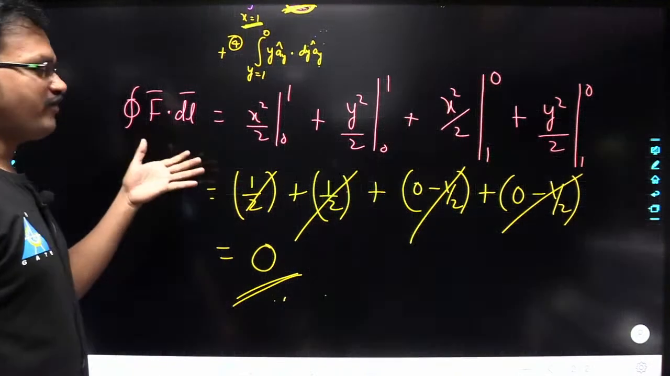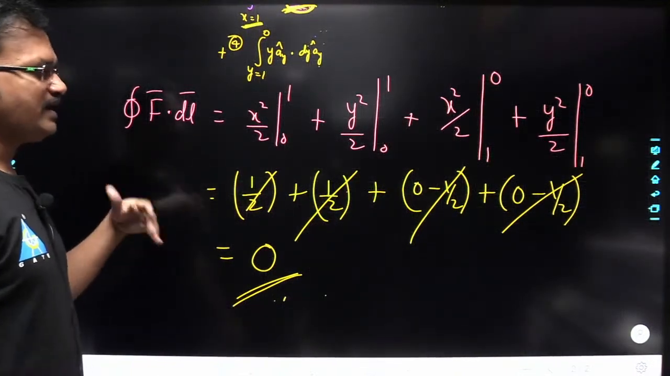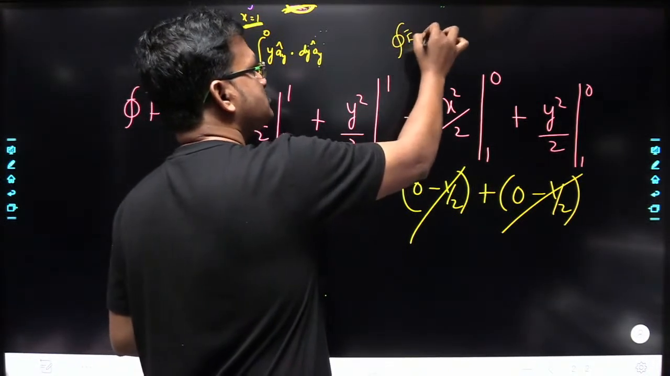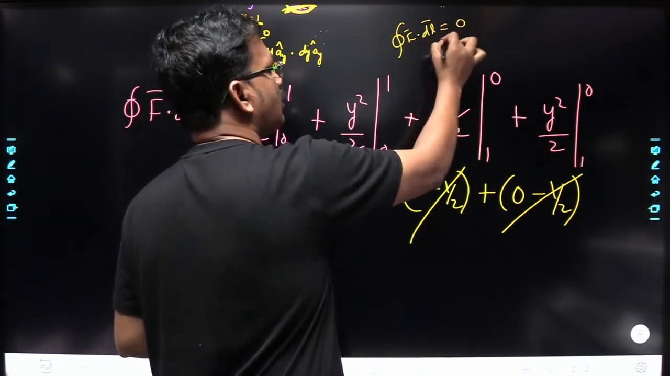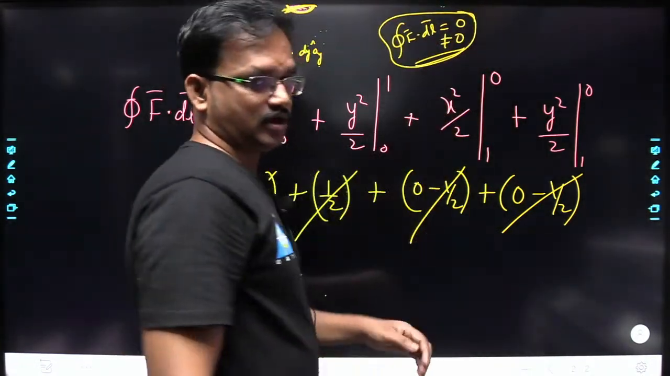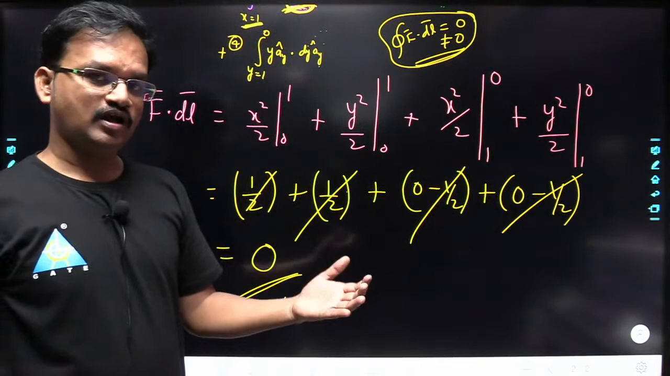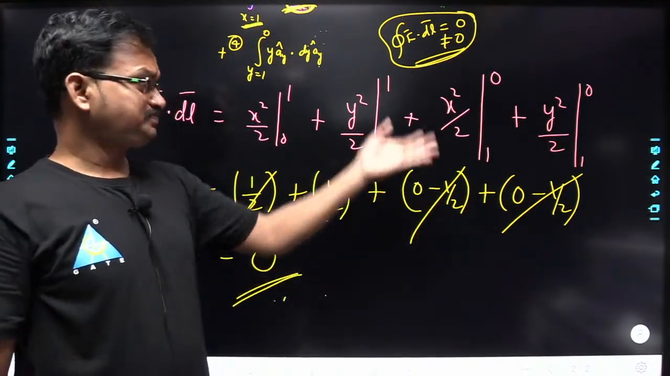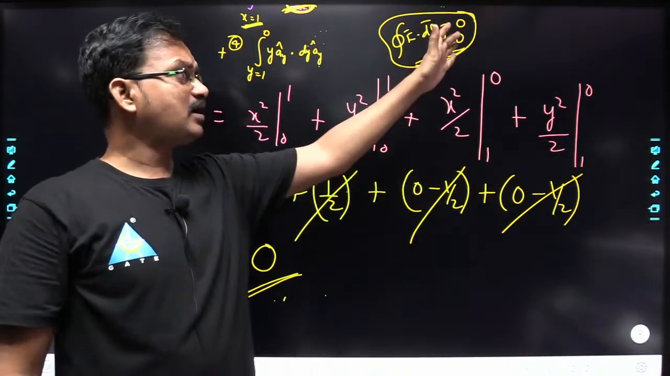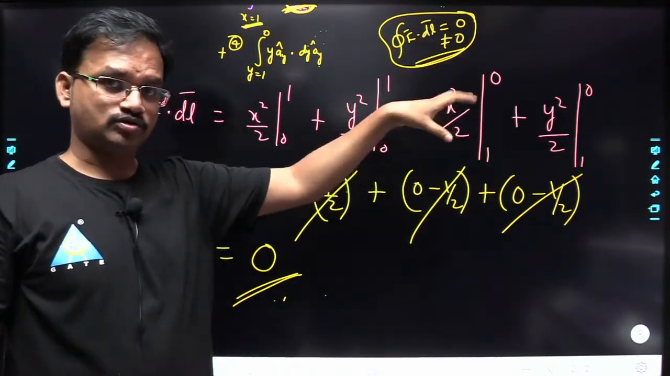For some vector fields, we can directly tell whether the circulation of the vector field is equal to 0 or not. If you have some vector field, you can directly tell whether the circulation of that vector field around that closed loop will become equal to 0 or not equal to 0.